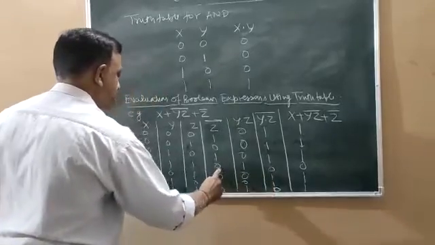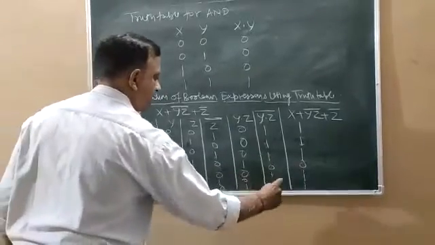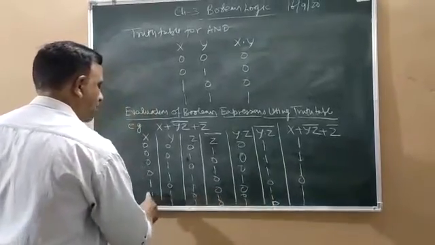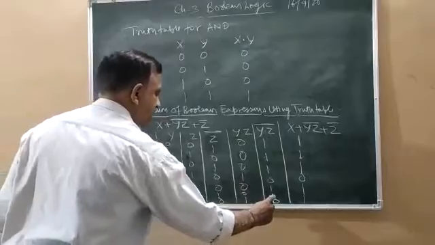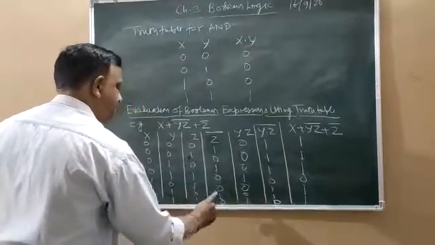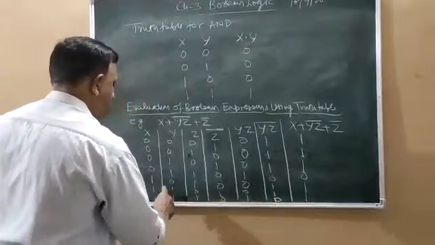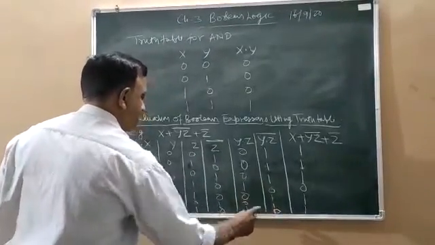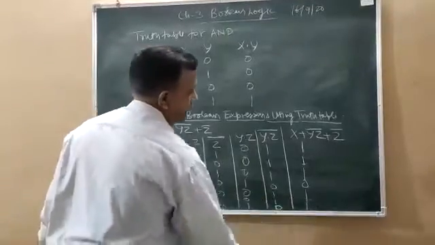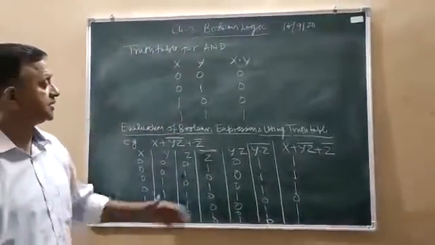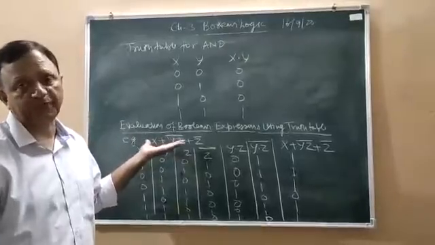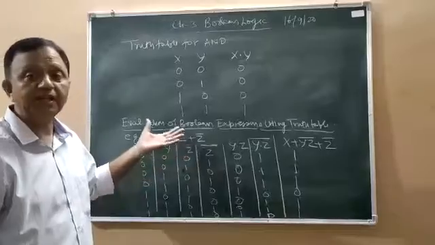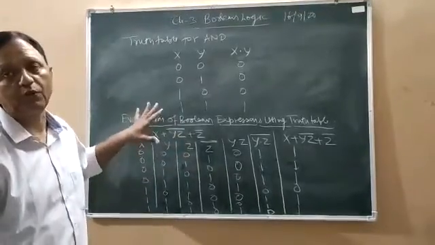1 plus 0 plus 1 would be 1. Then 1 plus 0 plus 1 would be 1. Then 1 plus 1 plus 1 would be 1. Then last is 0 plus 0 plus 1 is 1. So like this we can draw a truth table for the given expression. First you have to find out how many variables there are in the expression, then you make the combinations for those variables.